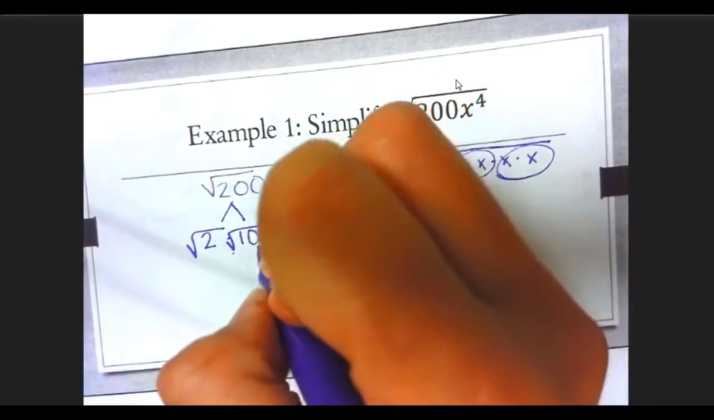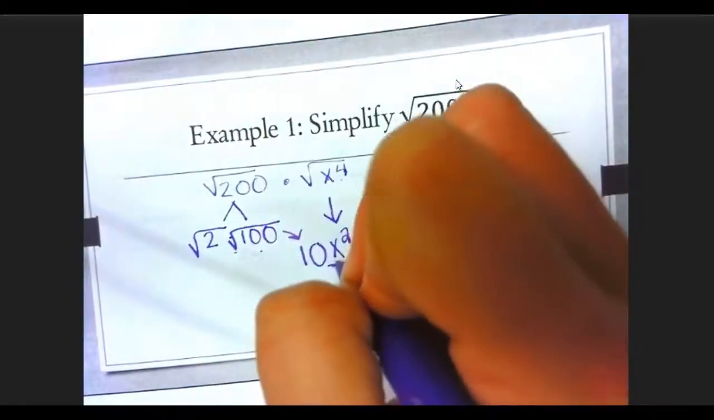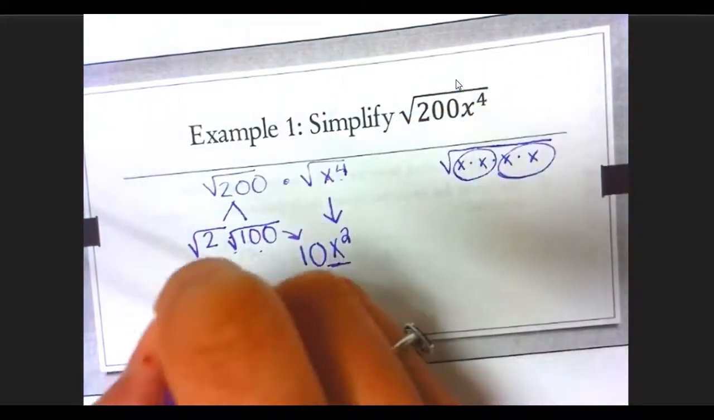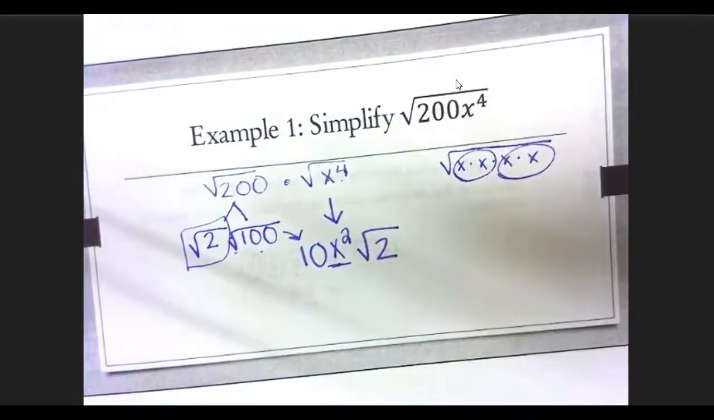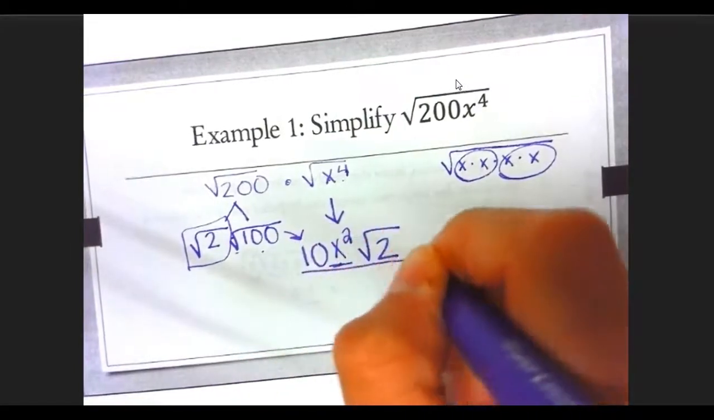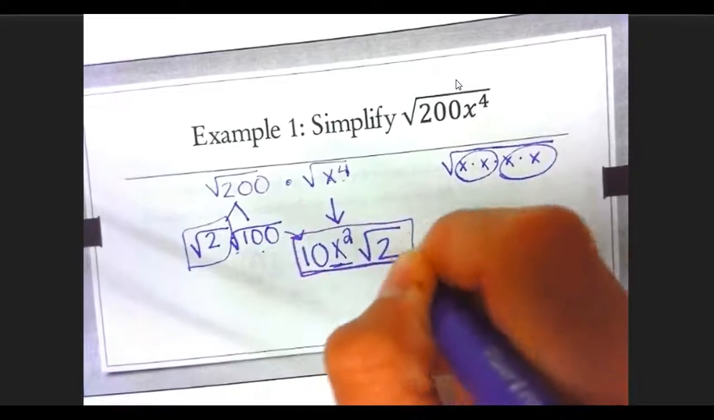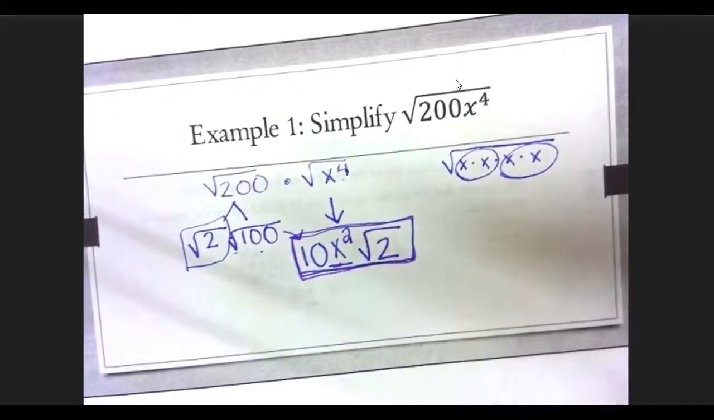So we have 10 x squared. Can I simplify the square root of 2 nicely? No. 1 is a perfect square, but that's not 1. So this becomes 10x squared square root of 2.